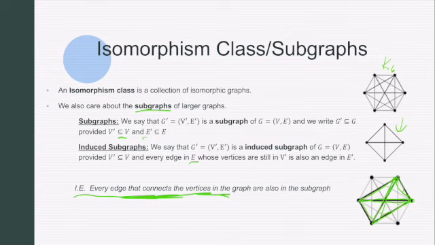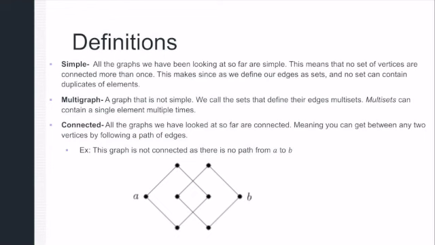A graph is simple, and so far all the graphs we've been looking at so far are simple. That means that no set of vertices are connected more than once, right? This makes sense because we define our edges as sets, and no set can contain duplicate elements. It would look like this, right? I have two ABs. Well, you wouldn't want to write that in a set theory, so we don't do that. Take that away.